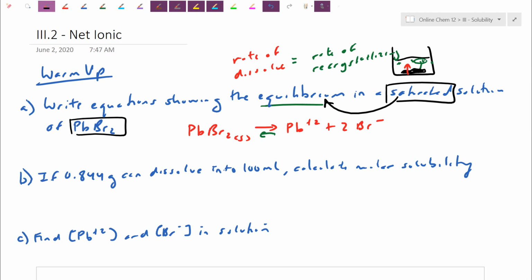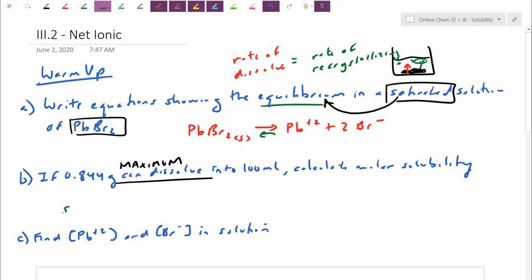Now, reading part B, if it says if 0.844 grams can dissolve into 100 milliliters, this actually implies that is a maximum amount, right? Because if I try to dissolve 0.85 grams, it's not going to dissolve anymore. I've already hit that saturation limit. Any extra solid is just going to sit around extra. So they're describing to you here the solubility.